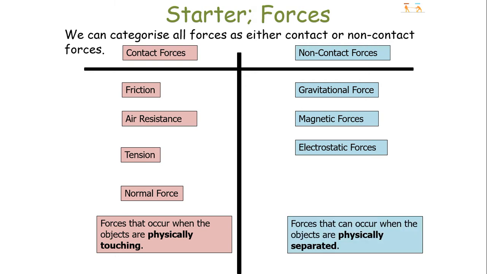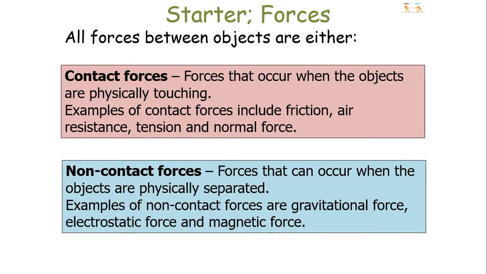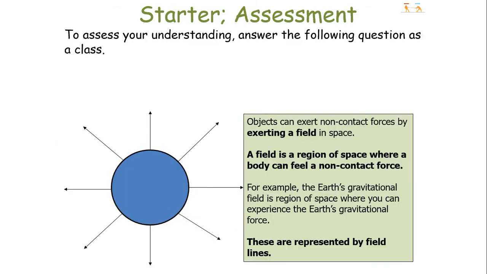So these are forces that can occur when objects are physically separated. So contact forces are forces that occur when objects are physically touching, which include friction, air resistance, tension, the normal force, whilst non-contact forces are forces that can occur when objects are physically separated, such as the gravitational force, the electrostatic force, and the magnetic force.